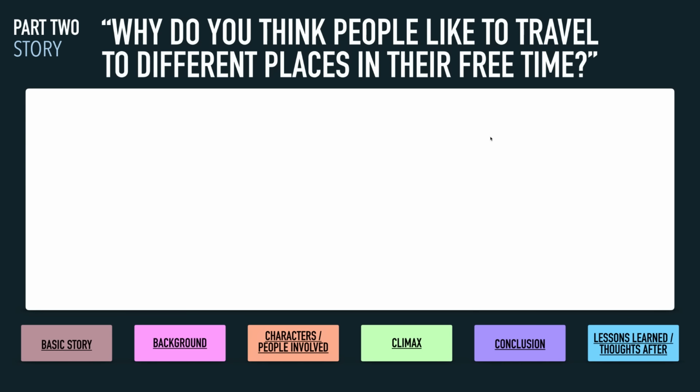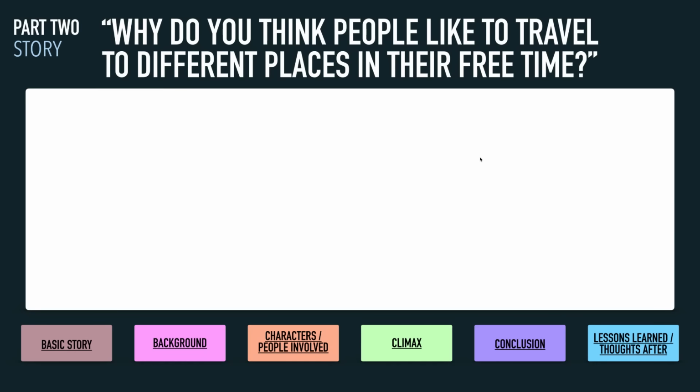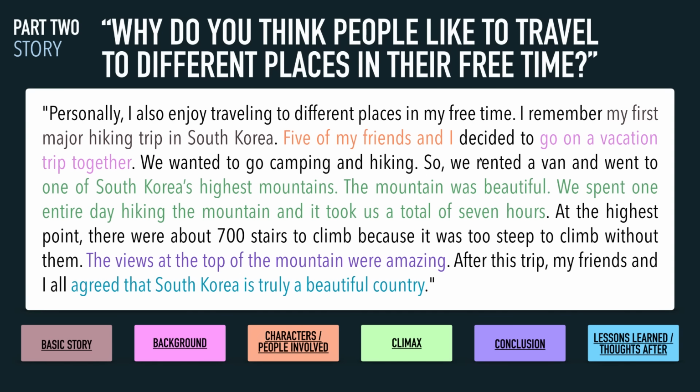Now, what would this look like in a full story? So again, first part of the formula, R. Giving my 3 reasons, giving your 3 reasons. Second part of the formula, the letter S, story, R plus S. So after I gave my 3 reasons, I go right into a story about my trip in South Korea. So here we go. Personally, I also enjoy traveling to different places in my free time. I remember my first major hiking trip in South Korea. Boom, gave the basic story. 5 of my friends and I decided to go on a vacation trip together. Boom, you see the background and also the characters.